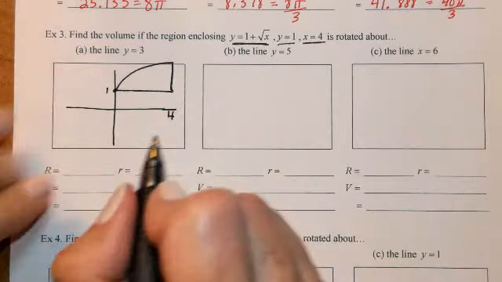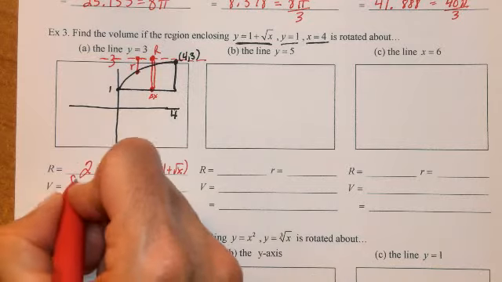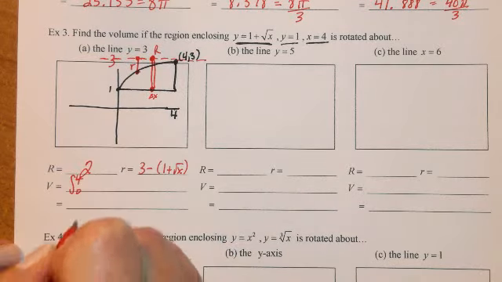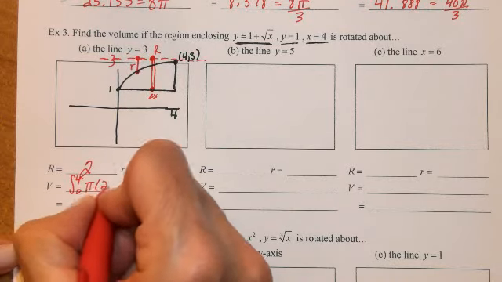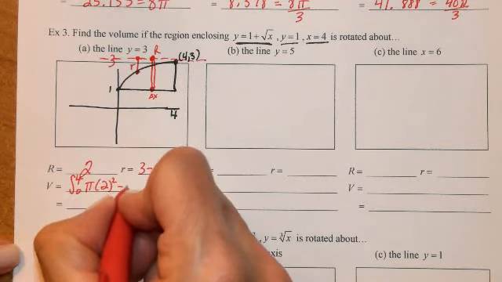So the volume will be the integral from, we're on x's, so what's your leftmost x? 0. What's your rightmost x? 4. Pi times big R squared minus pi times little r squared, be careful with that, dx. Into the calculator that goes, and it spits out 41.888, which is 40 pi over 3.